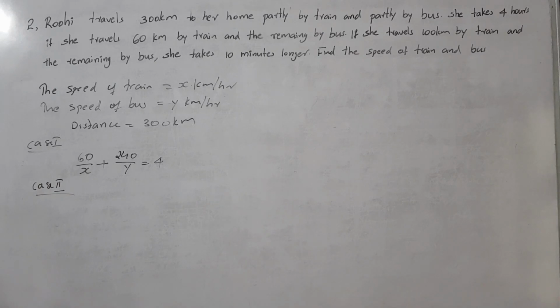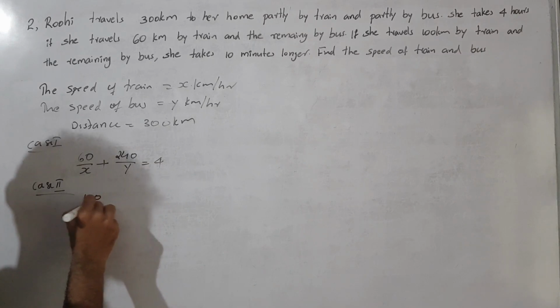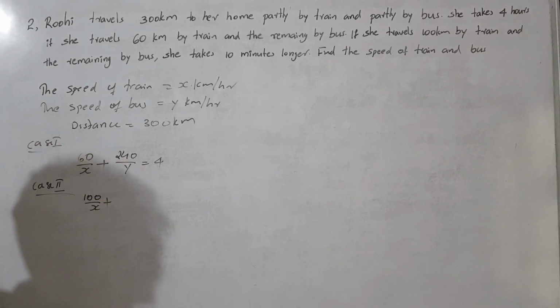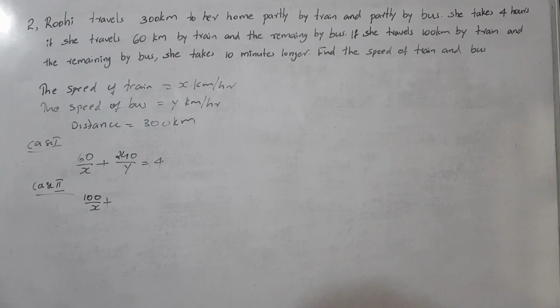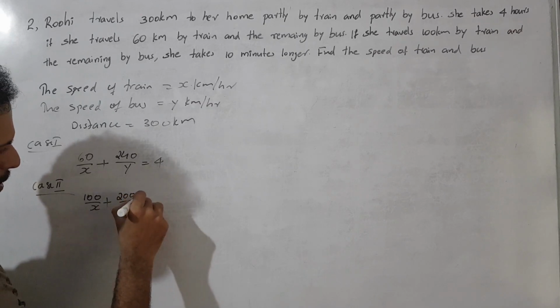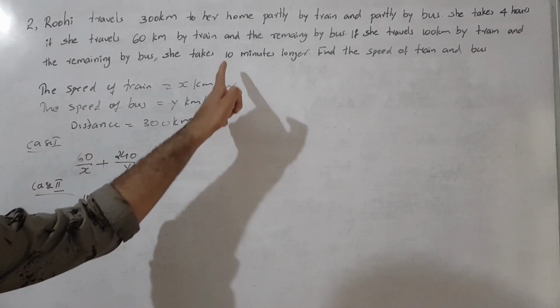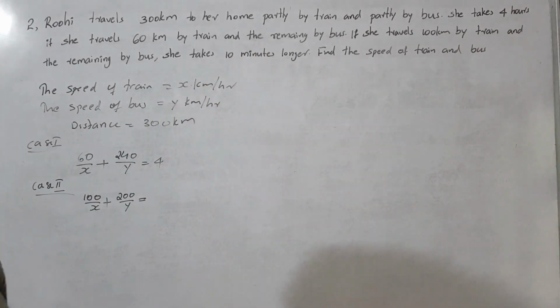By train, what is the kilometer? The kilometer is 100. Then the time is 100 by x plus the remaining by bus. What is the remaining? Total is 300. Then the remaining kilometer is 200. 200 by y is equal to, what is the time? The time is 10 minutes longer.